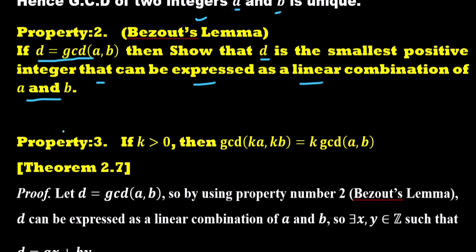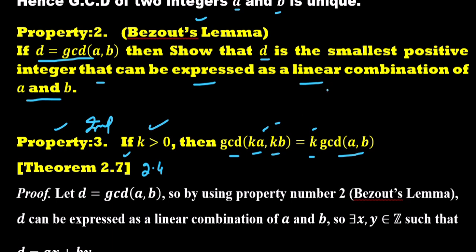This is property number 3, and this is actually theorem 2.7 in section 2.4. And this is very important property. This property says if k is any positive integer, then GCD of ka and kb is equal to k times GCD of a and b. In other words, we can say that if we multiply a and b with the same integer k, then we take common k, and the result is product of k and GCD of a and b.